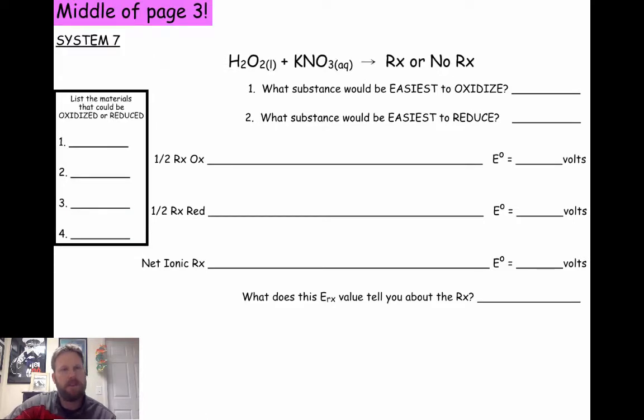System 7, in the middle of page 3, you have H2O2 liquid and KNO3 aqueous. Well, the liquid stays the same, don't break it into ions, and then we have K plus and NO3 minus, and since KNO3 is AQ, you also have water. So those are the substances in the list for system 7. Those are the reactions that cause the most difficulty for students, so I figured it would be helpful if I helped you at least determine the substances that could be oxidized or reduced.